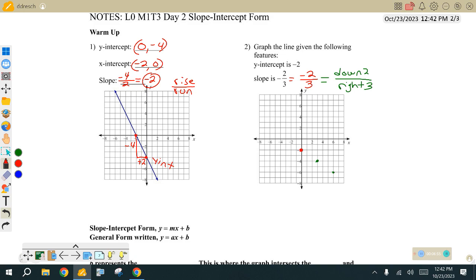So when we were saying down 2, right 3, reverse all that. Down 2, right 3 is the same thing as going up 2 and left 3. Take your ID and make the line. Okay? Up 2, left 3 is the same thing. We reversed it all. Okay? So we reversed it all.